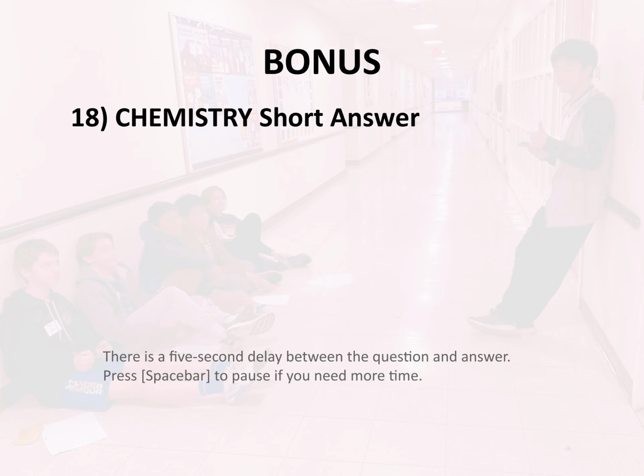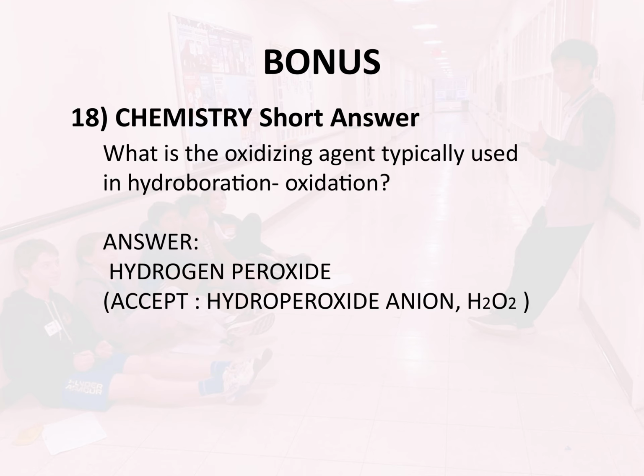Bonus 18. Chemistry. Short answer. What is the oxidizing agent typically used in hydroboration oxidation? Answer. Hydrogen peroxide.